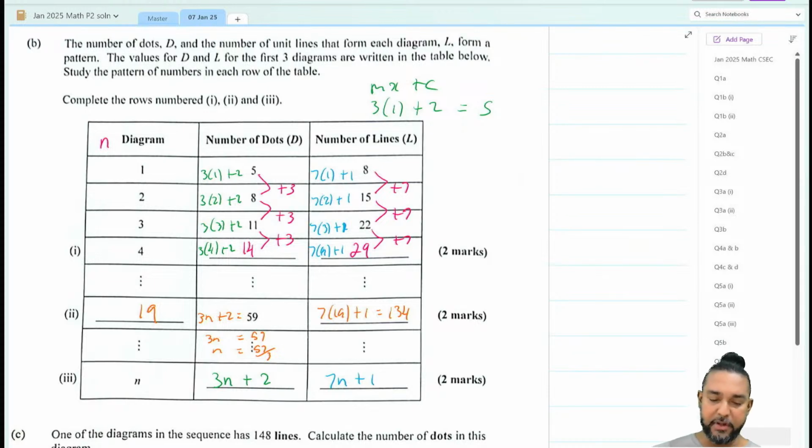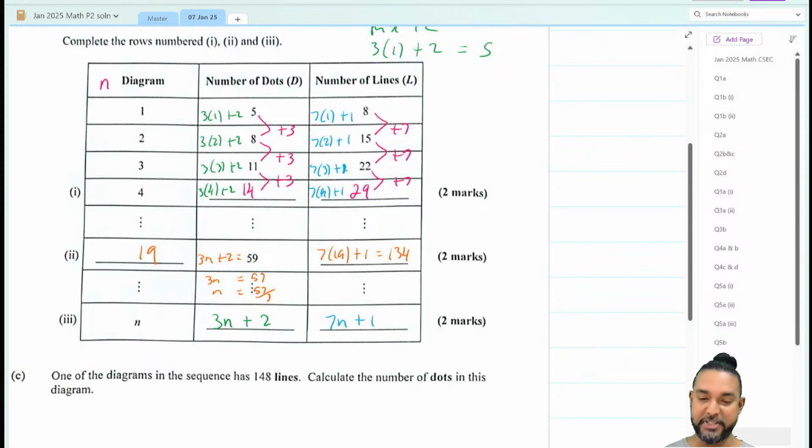One of the diagrams in the sequence has 148 lines. Calculate the number of dots. 3, 7, 11. So that was a quadratic.